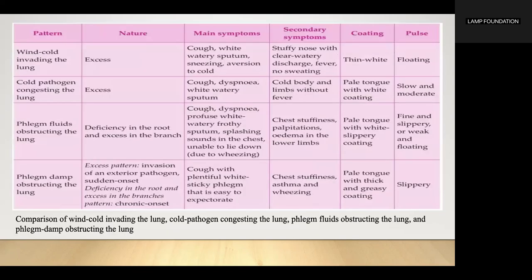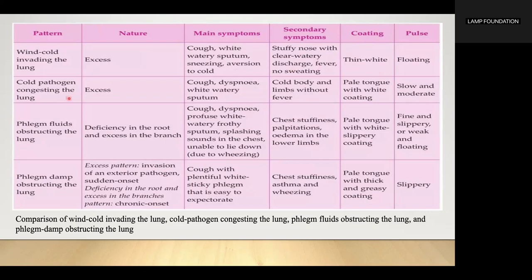Let us now compare the following patterns: wind cold invading the lung, cold pathogen congesting the lung, phlegm fluids obstructing the lung, and phlegm damp obstructing the lung. Wind cold invading the lung is an excess pattern. Main symptoms are cough, white watery sputum, sneezing, and aversion to cold. Secondary symptoms include stuffy nose with clear watery discharge, fever, no sweating. Coating is thin white, pulse is floating.